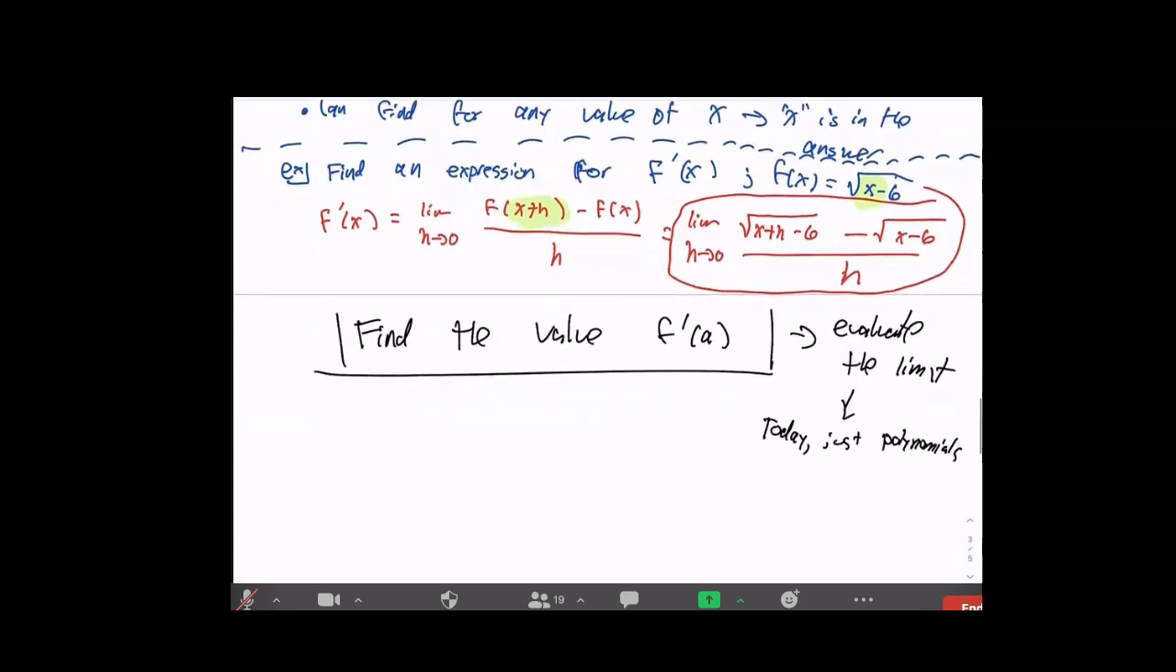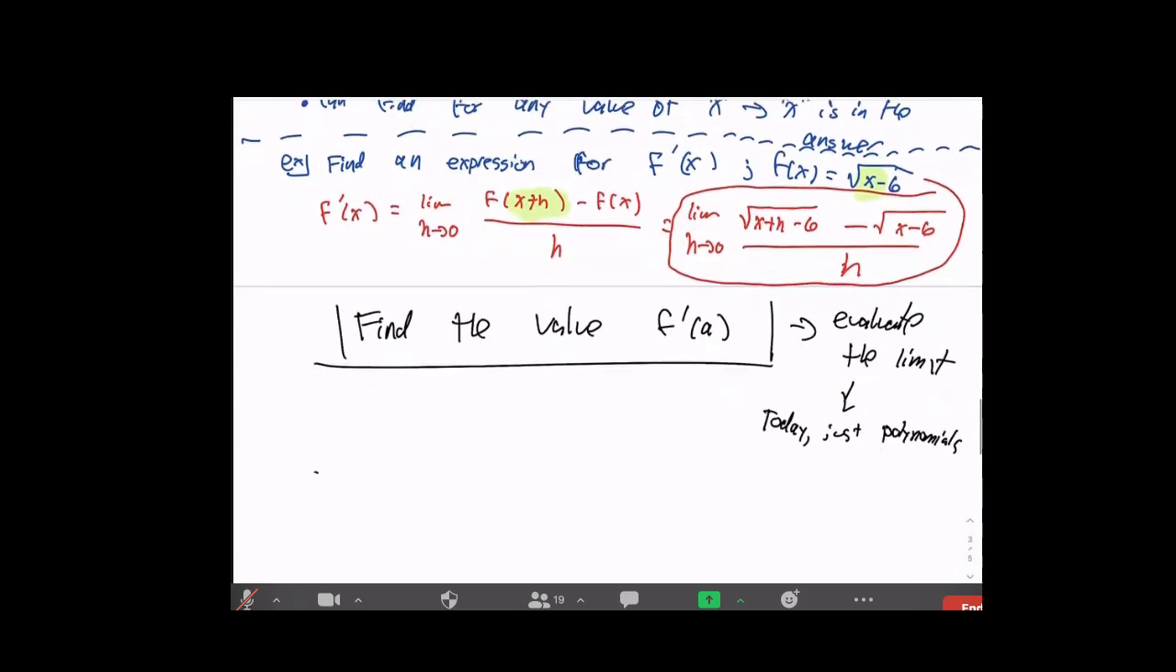All right? So let's look at the example that we did earlier, and we're just following up on it. So we want to actually find the value of f prime of a. We want to actually find the slope of the tangent at x equals a. I think that's how your homework words it.